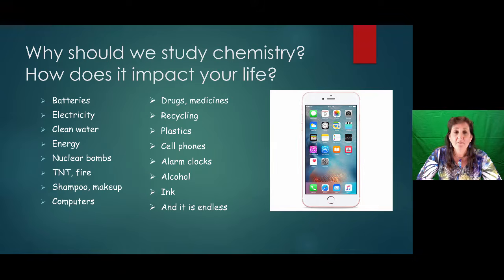Water, having clean water, that process is chemical. So it's very important that we have clean drinking water. All of our energy needs for our cars, for the light rail, for our houses, all of the energy needs are met through chemistry. Nuclear bombs, that's nuclear chemistry. Dynamite for construction, fire is a chemical reaction. And then all your personal consumer products, deodorant, shampoo, and makeup, those are all chemicals made by chemists. Drugs and medicine, the pharmaceutical industry, whatever you think about it, employs a lot of chemists. The recycling process, which is so important to us now, involves all sorts of chemicals and chemical processes.